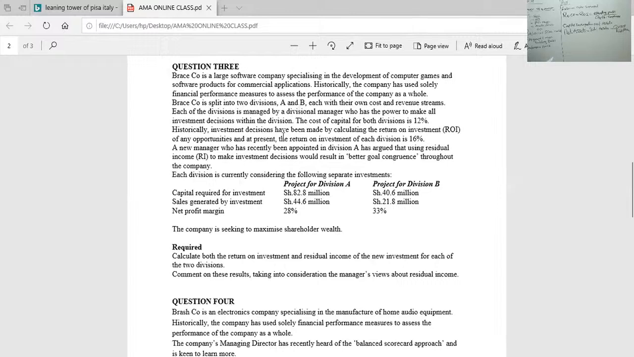Each division is currently considering the following separate investments. We have a project for Division A and a project for Division B. I can see the capital required for each division, the sales generated by the investment, and the net profit margin for the divisions, given as 28% and 3%. So they want us to calculate both the ROI and the residual income of the new investment for each of the two divisions.